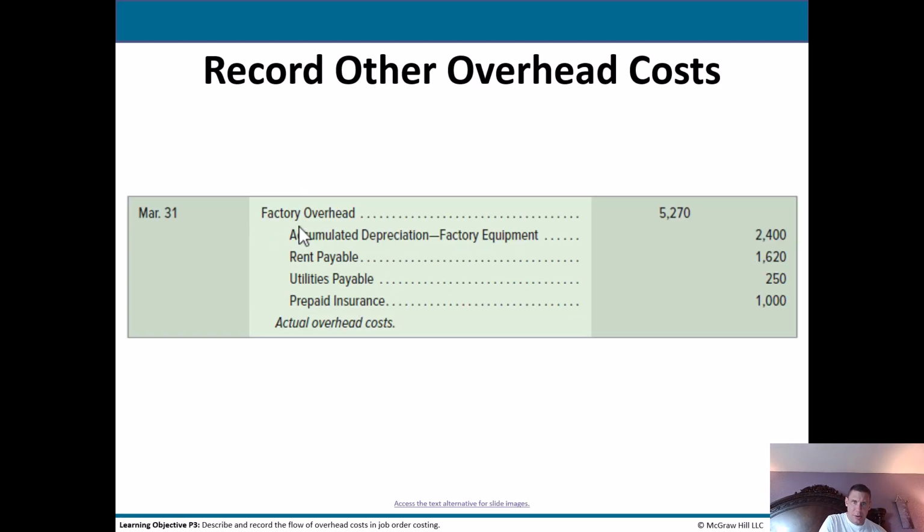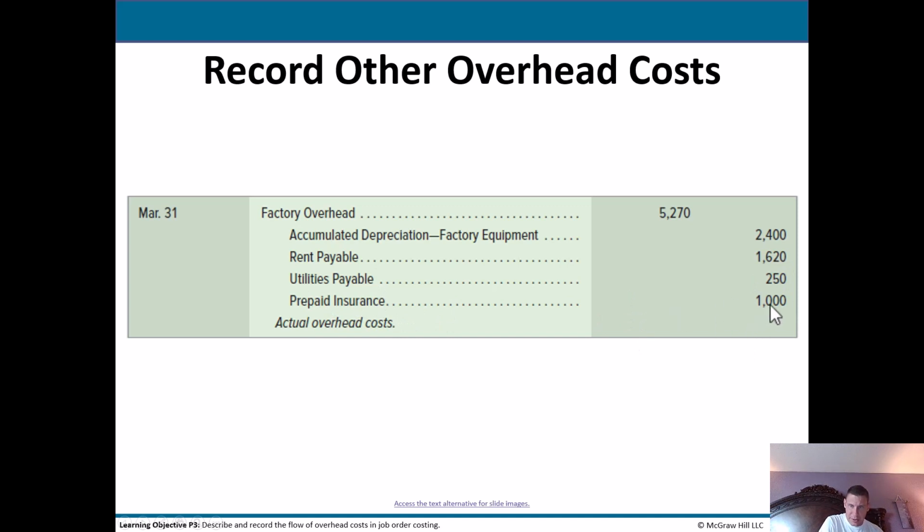And then finally, just record any other overhead costs that they may have. So you can see here some of the other ones. In real life, there'd probably be a lot more than this, but this just gives you an idea. They're probably going to have an amount for accumulated depreciation for the factory equipment as they think about how they depreciate that over time. Rent payable, utilities payable, prepaid insurance. So again, we've got a couple of liability accounts here that are being increased. Prepaid insurance is an asset account.